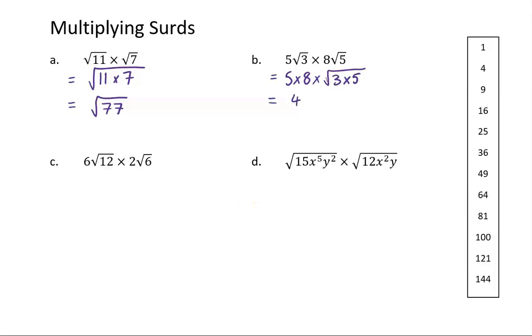5 times 8 is 40. Square root 3 times 5 is 15, and there are no square number factors of 15, so that tells me that this answer is in simplest form.